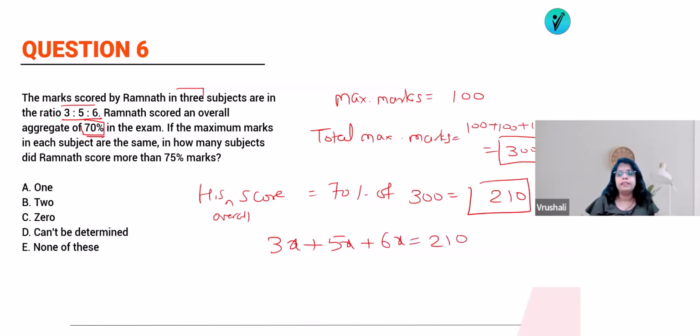So what will it be? 5 plus 3, 8. 8 plus 6, 14. 14x is equal to 210. 7 2s are 14, 7 30s are 210, and x will be equal to 30 by 2, which means 15.